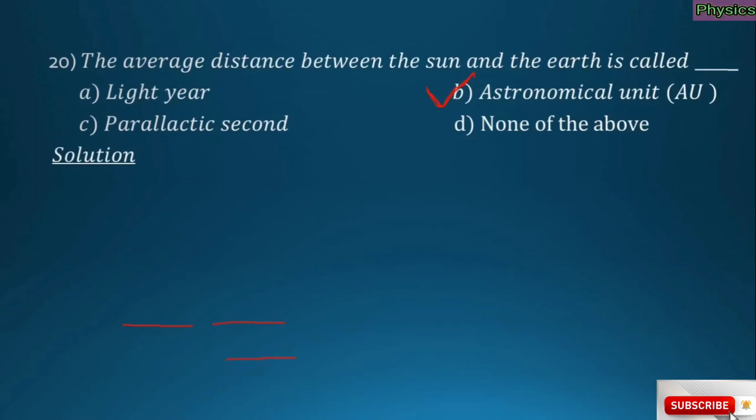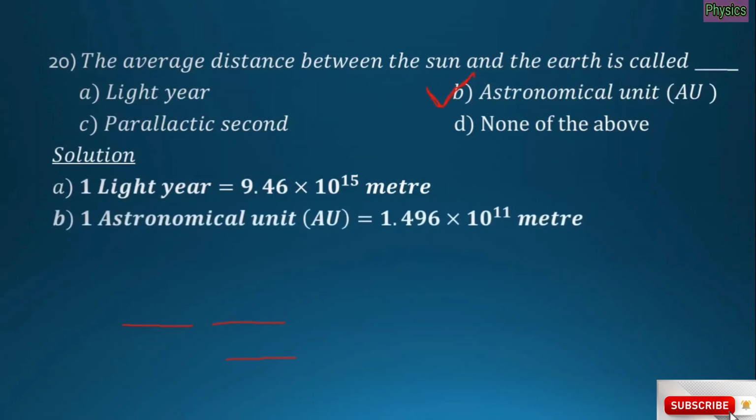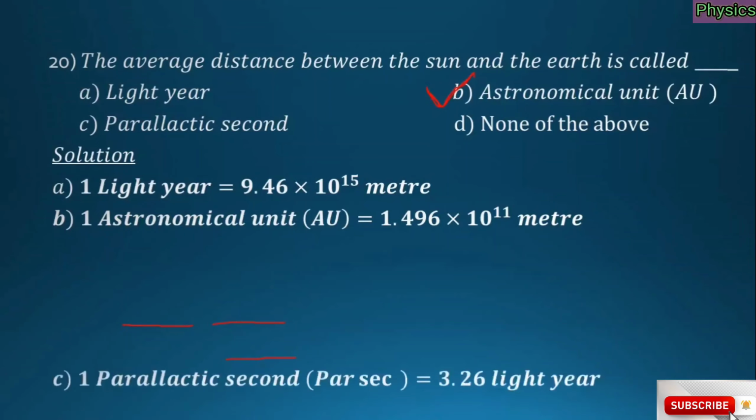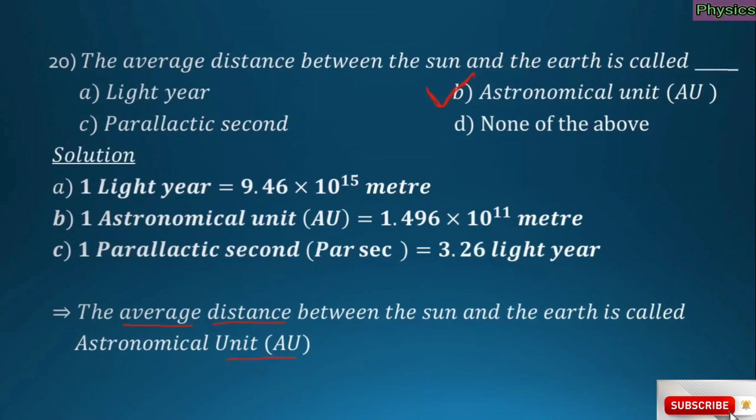In question number 10, we have the average distance between the sun and the earth is called an astronomical unit. Option B is the answer. You have to remember, these are very important questions. 1 light year equals 9.46 into 10 to the power 15 meters. 1 astronomical unit equals 1.496 into 10 to the power 11 meters. 1 parallactic second or 1 parsec equals 3.26 light years.